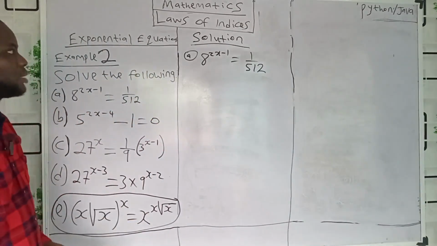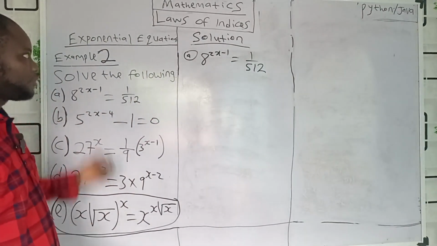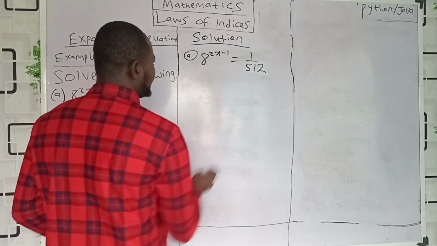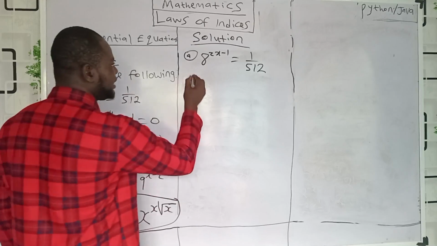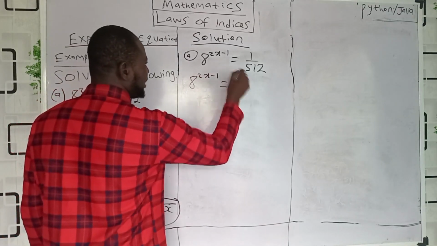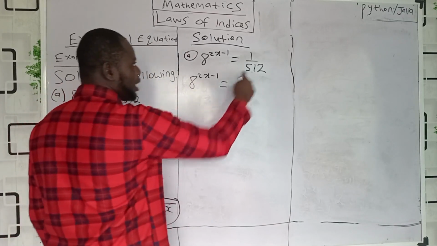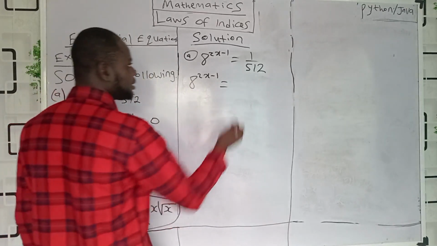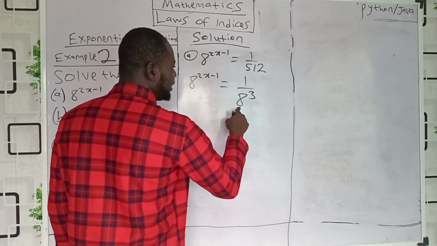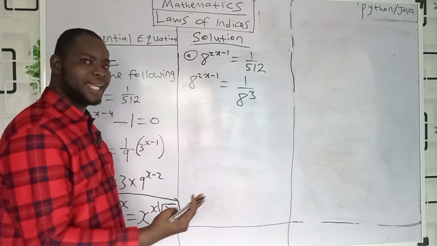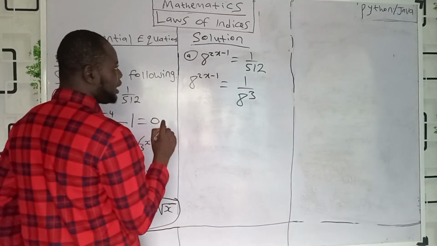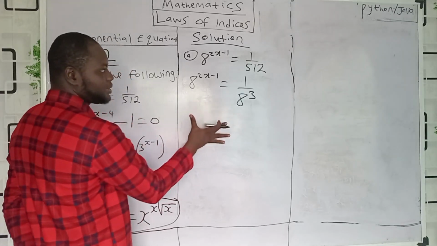Everybody, just like the way we have been doing from the previous video, of course we can do this in different ways, but the simplest way is this. I have 8 raised to power 2x minus 1. I can simplify this. Can I express 512 as a power of 8? Of course, yes. This is 8 raised to power 3. 8 raised to power 3 is 8 times 8 times 8, so I will get 512. Very beautiful. This is lovely. We can all see the solution from here.